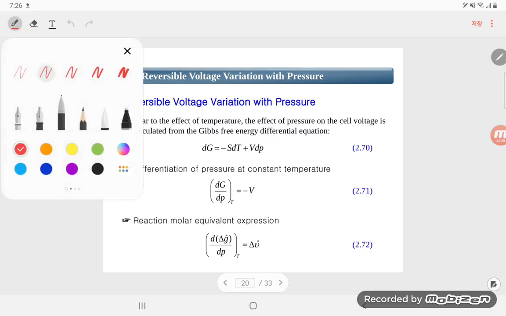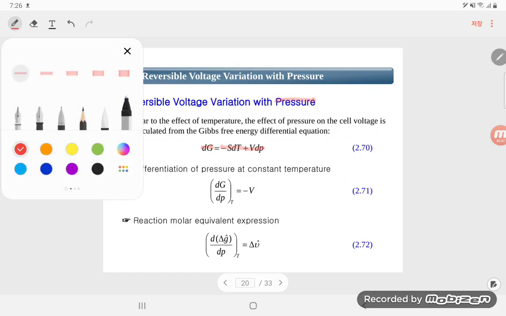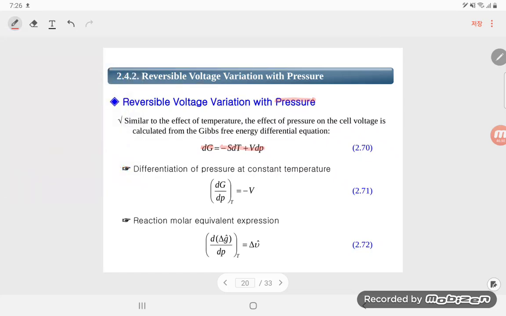Then how about the pressure effect on the reversible potential? To know about this, let's start from the basic equation, dG equals minus SdT plus VdP. To know about the pressure effect, we set the temperature as constant, so dT equals 0. And then if we divide by dP on the left and right side, then we have V.